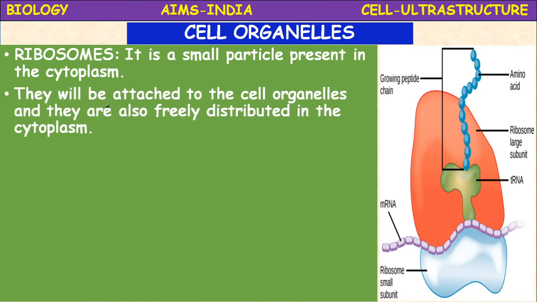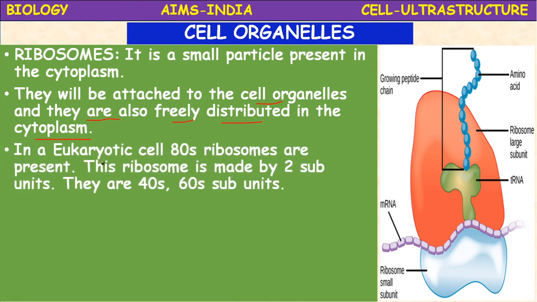They will be attached to the cell organelles or they are also freely distributed in the cytoplasm. In a eukaryotic cell, the ribosomes are called 80S type of ribosomes. These 80S ribosomes are present in the eukaryotic cells. It is made up of two subunits. The picture shown here consists of two parts.